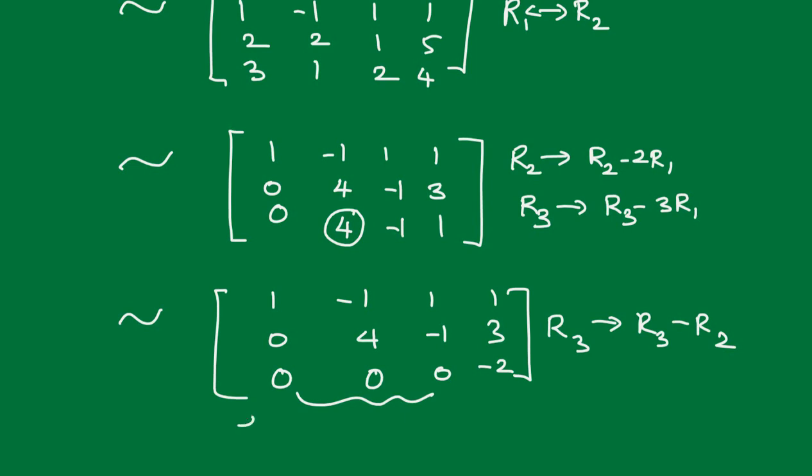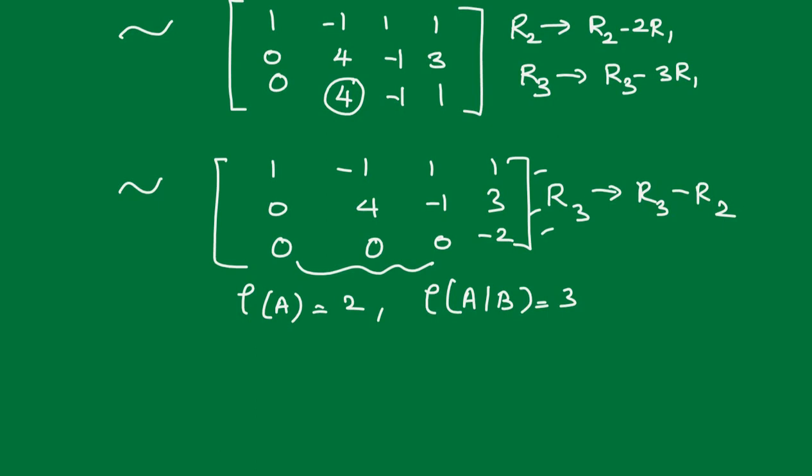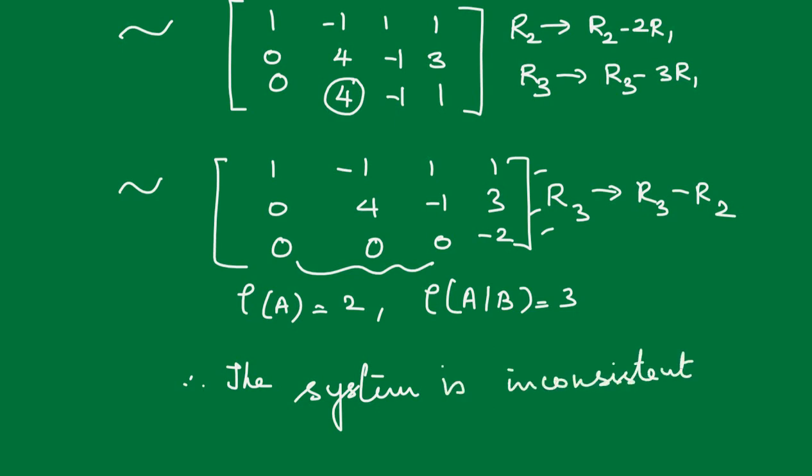Now we see the rank of A is equal to 2. Rank of AB becomes 3. Rank of AB is equal to 3. And therefore, for the test for consistency, we have to test what type of solution the system has. So here we say the system is inconsistent, having no solution, since the ranks are not equal.